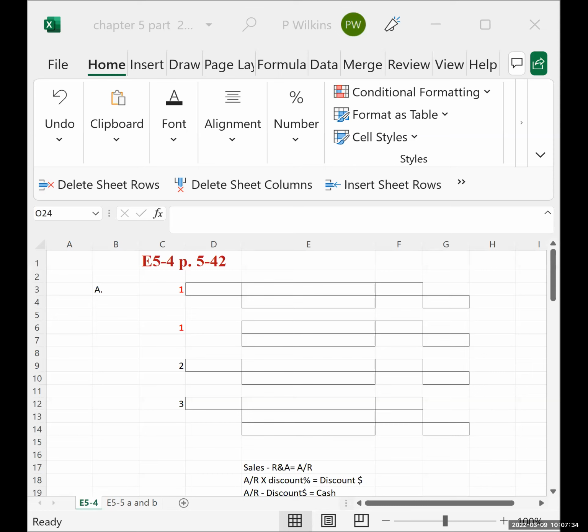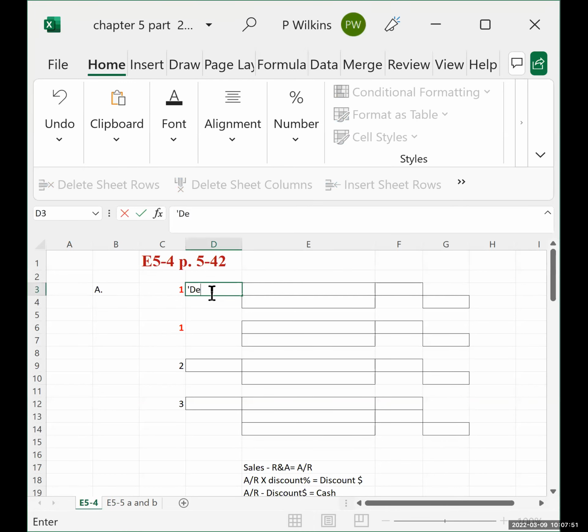Terms 1/10, N/30, so that's 1% 10, net 30. The cost of the merchandise sold is $330,000. Okay, so to make a sale, we know that we have to have 4 lines, 2 entries. So the first entry is to bill the customer. So December 3rd, it says it's on account, so we know it's accounts receivable, and it also gives us terms.